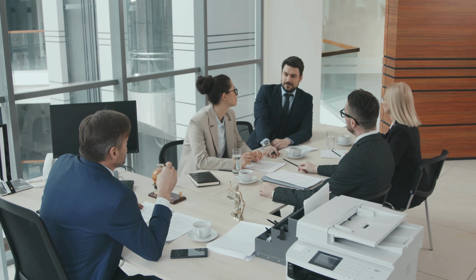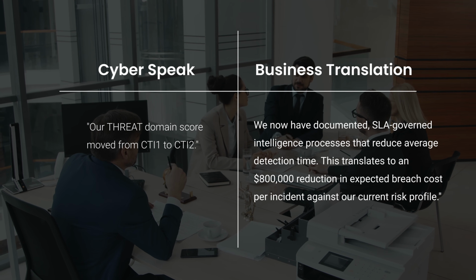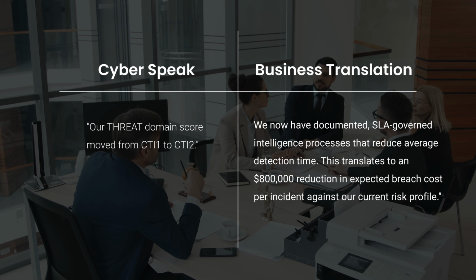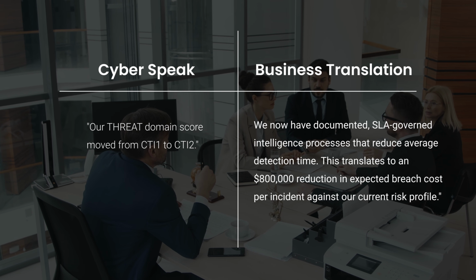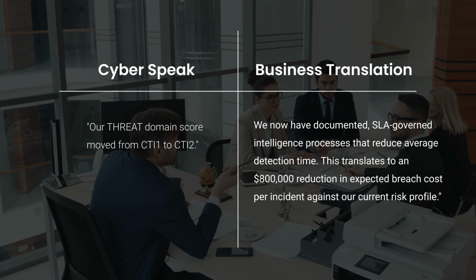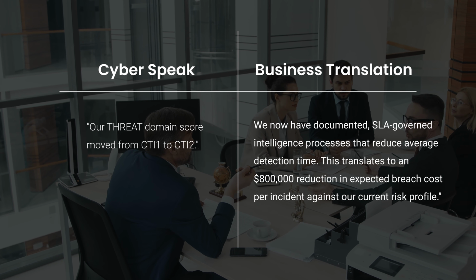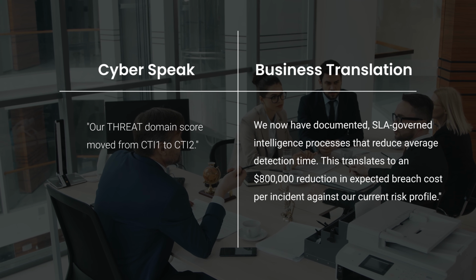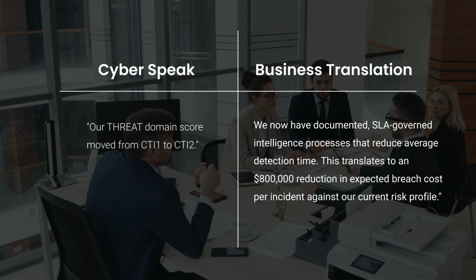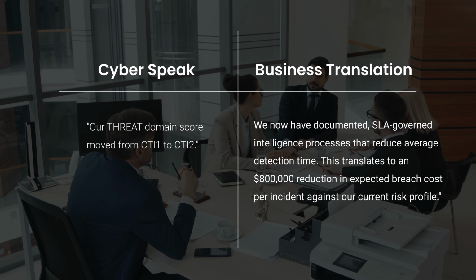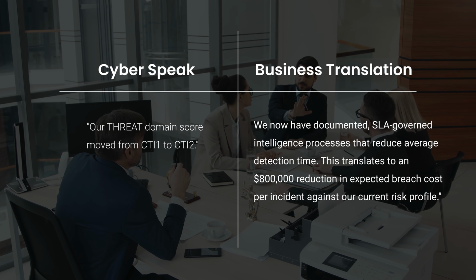You might say, our threat domain score moved from CTI 1 to CTI 2. Translate that to, we now have a documented SLA governed intelligence processes that reduce average detection time by an estimated 30 days, which translates to an estimated $800,000 reduction in expected breach costs per incident against our current risk profile.